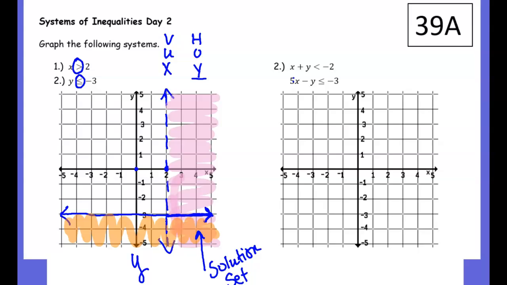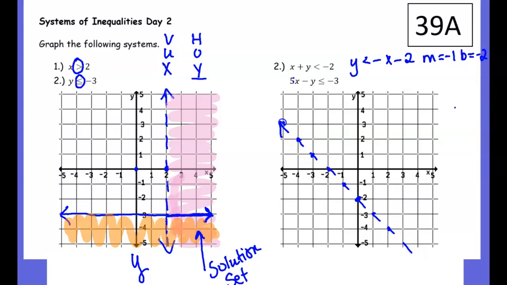Looking at number 2, before I graph, I always put it into slope-intercept form. From here it's easy to figure out your slope, which is -1, and your y-intercept, which is -2. It makes it easier to graph. You start at your y-intercept of -2, and your slope is -1. By now you should be pretty good at graphing lines. So I do some dots. I look at my inequality symbol. I notice it's just less than, so in this case it's going to be a dashed line.